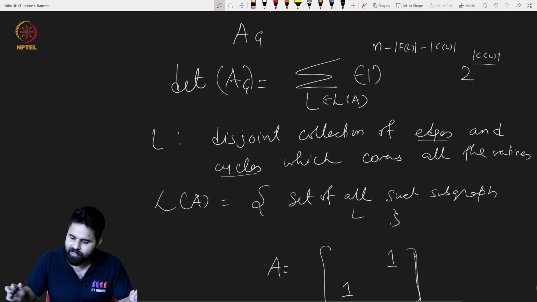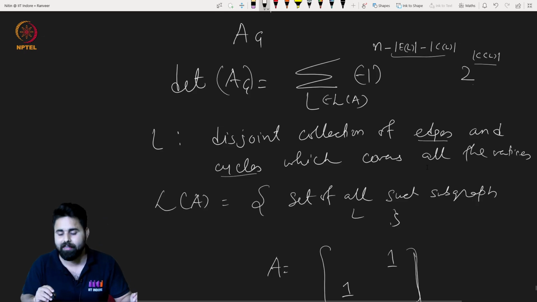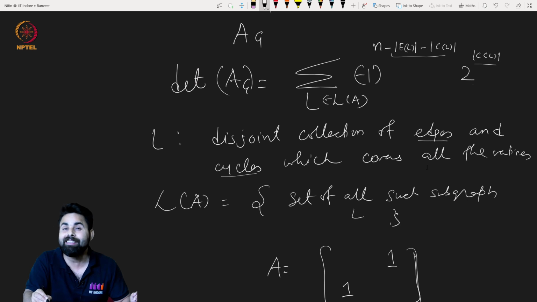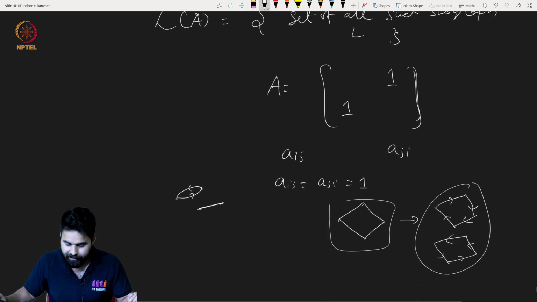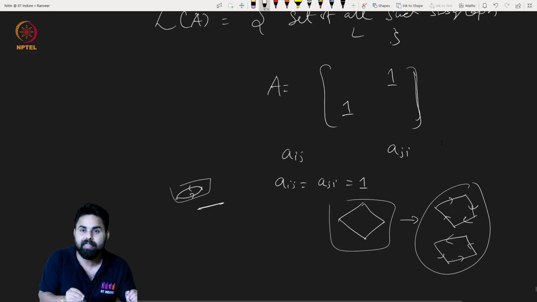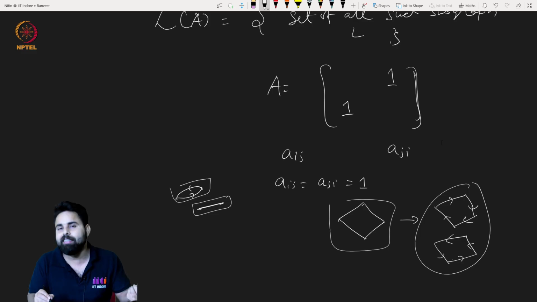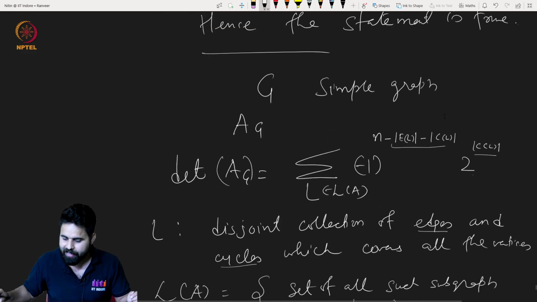And what about the other term? Remember in the formula for the directed case, this was n minus the number of cycles. But here the 2-cycles are replaced: they were counted there as cycles, but now we are counting them as edges, and these are the other cycles. The rest remains the same.